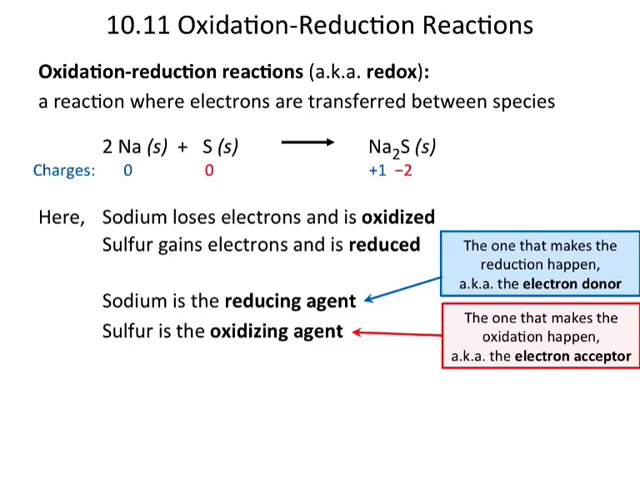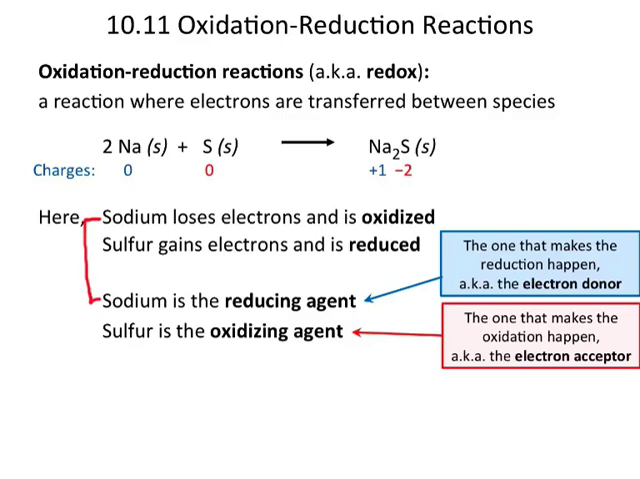Now, some more complicated words here. Sodium loses electrons. Also, by reacting with sodium, the other stuff is reduced. So sodium is the reducing agent. It's the one that makes the reduction happen, like the agent of change makes change happen. So the sodium in this case is the reducing agent. It's also called the electron donor sometimes because it gives the electrons away. And the reducing agent itself is oxidized.